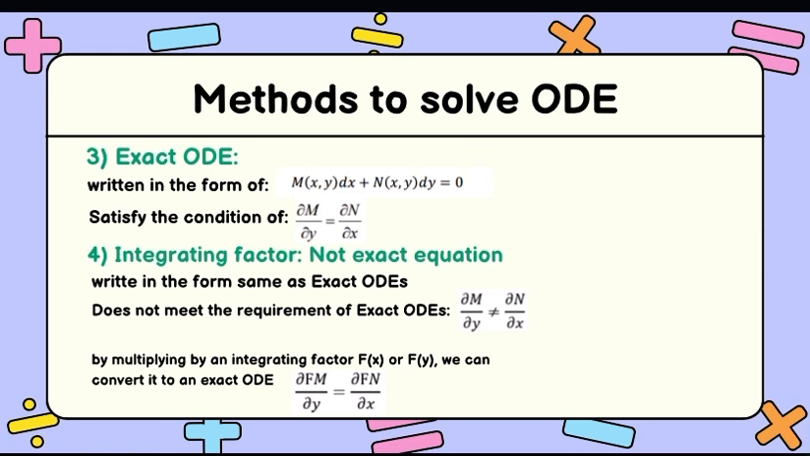For a non-exact ODE, the derivative of M in terms of y isn't equal to the derivative of N in terms of x. So we have to multiply it with an integrating factor of f(x) or f(y) so that we can convert it into an exact ODE. Once we get an exact ODE, we can just solve it using the same method as an exact ODE.